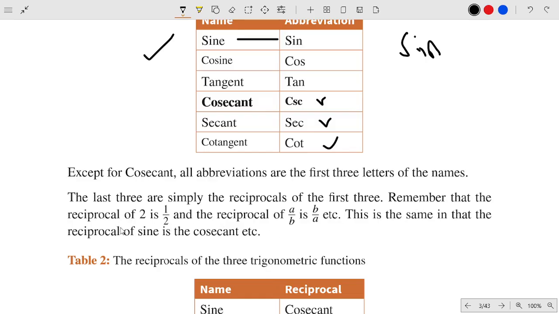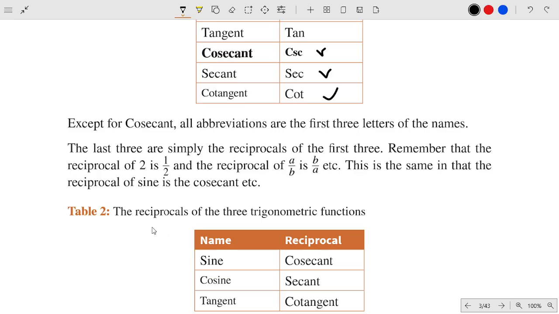Remember that the reciprocal of something like 2 is 1 on 2. Yes, that is a reciprocal. So the same thing, if you have A on B, its reciprocal will be B on A. So this is the same as saying the reciprocal of sine is the cosecant.